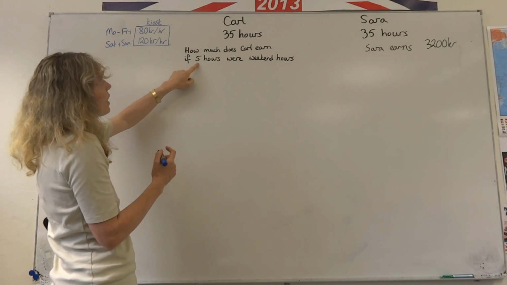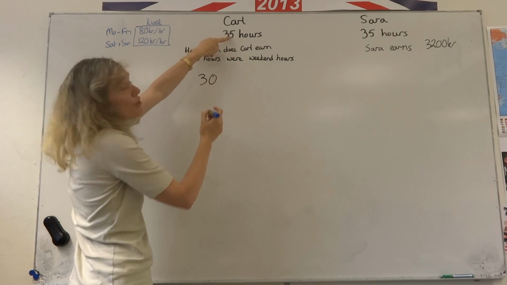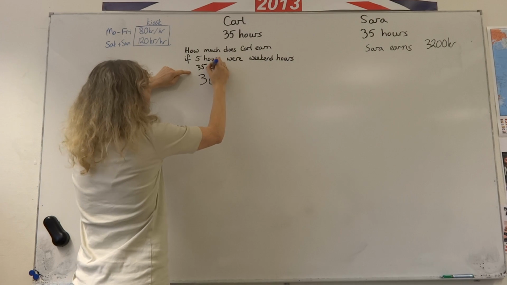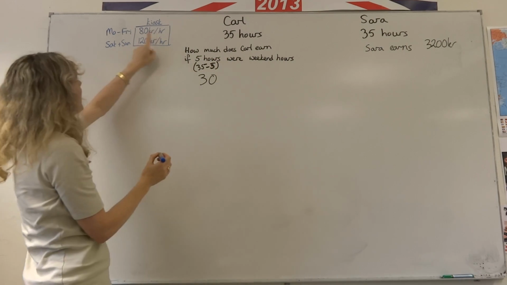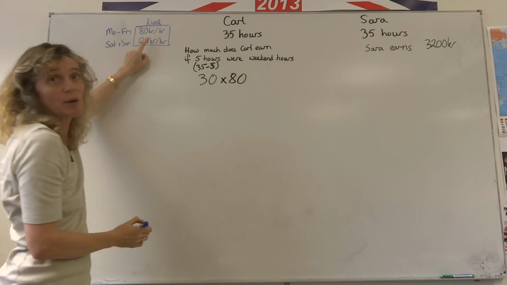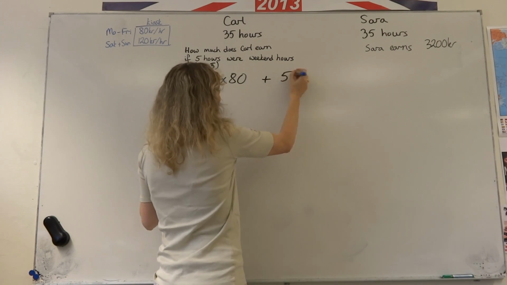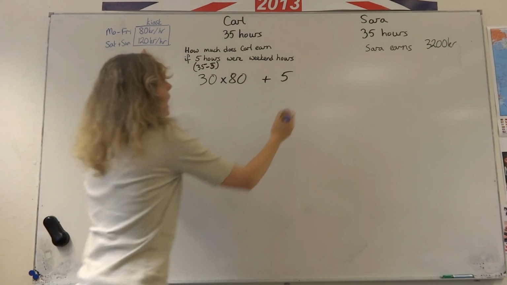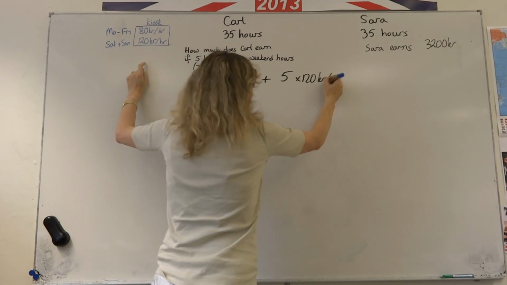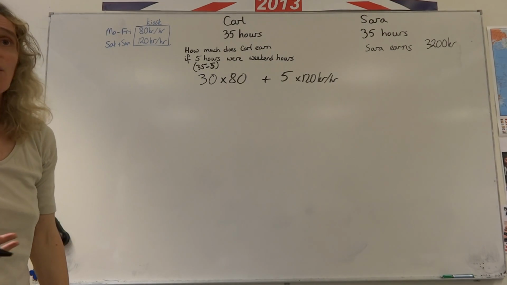If 5 hours are weekend hours, that means Monday to Friday must have been 30 hours. 35 minus 5. That's his hours where he worked in the week, where he would earn 80 kronas an hour. And his 5 hours that he worked at the weekend at 120 kronas an hour. And we just sum all of those up and we get the answer, and it falls out quite easily.